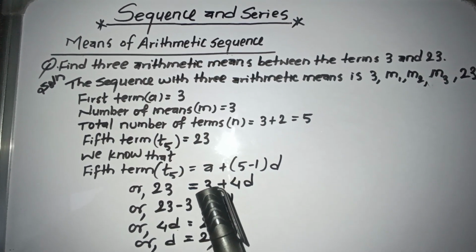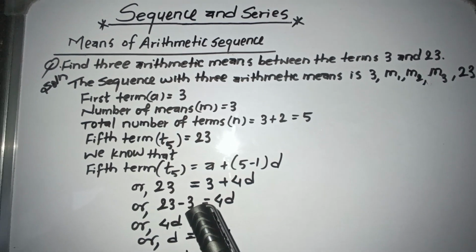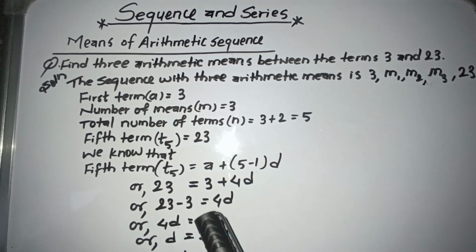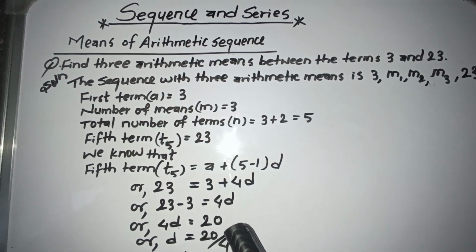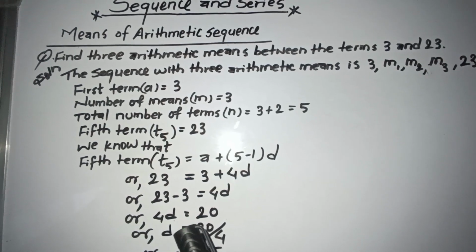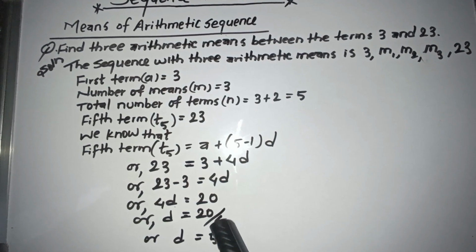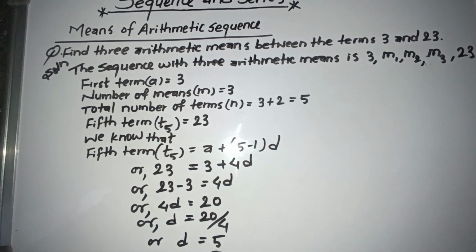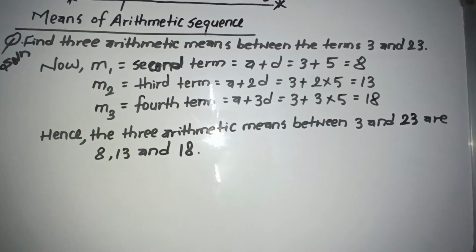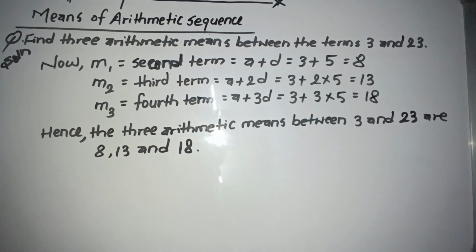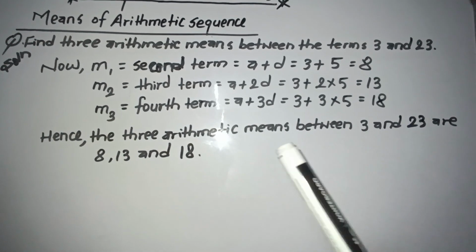We separate and arrange variable and constant, that is 23 minus 3 equals 4d. So 4d equals 23 minus 3, which equals 20, and the 4 shifts over and 20 is divided by 4. Then we get d equals 5. This is the difference. Now we are going to find the three arithmetic means between the terms 3 and 23.